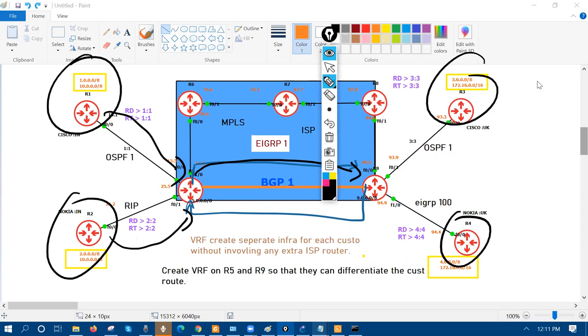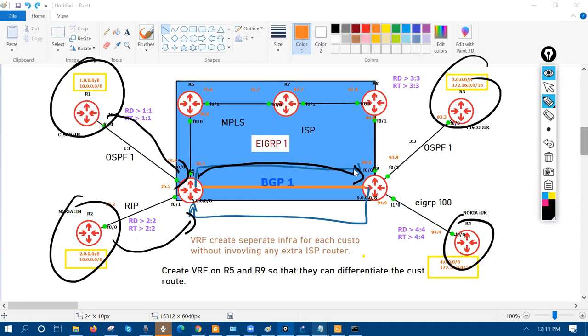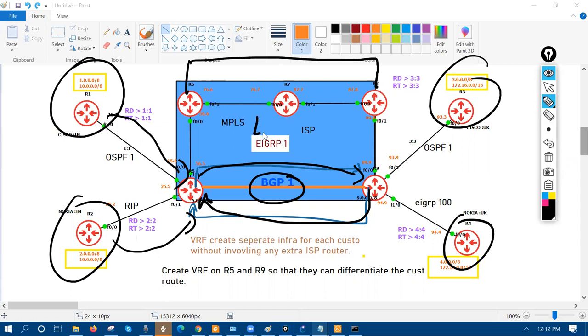So R5 will send its own information to the R9, and R9 will share its own information to the R5, right? Okay, so all the customer routes. In that case, I can directly exchange my route through the BGP, not through the IGP routing protocol. So this core router has no need to maintain the customer route information. They always forward the packet based on the label.